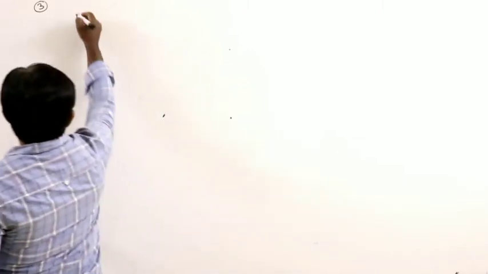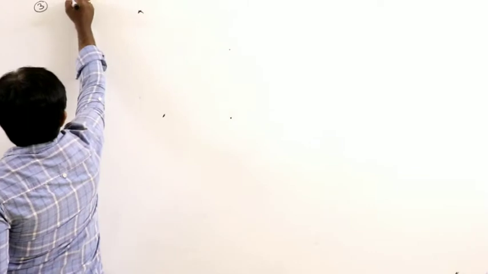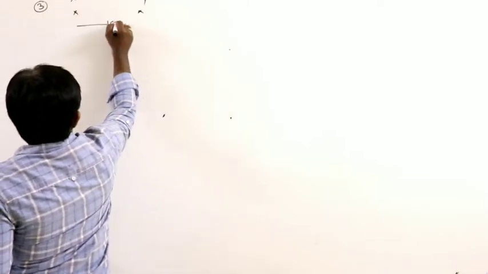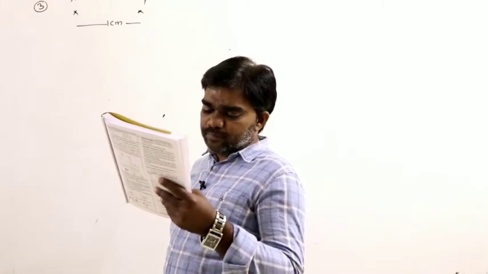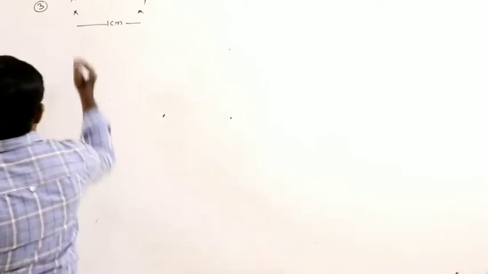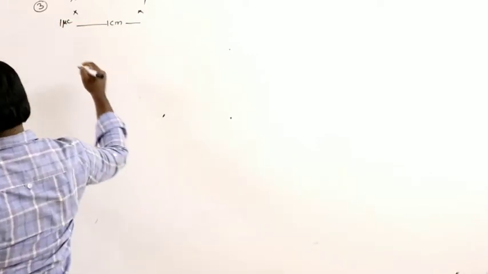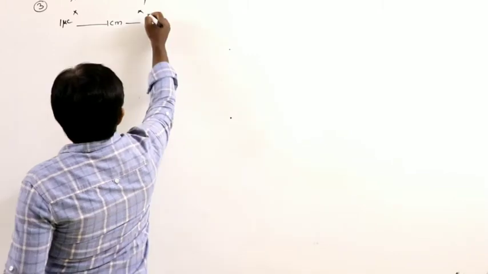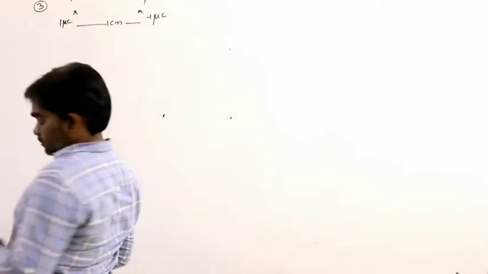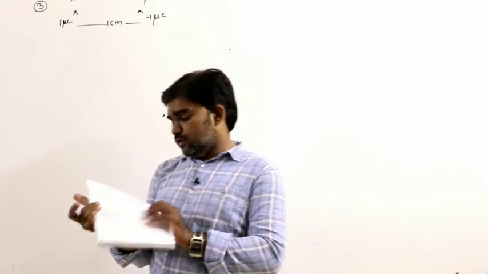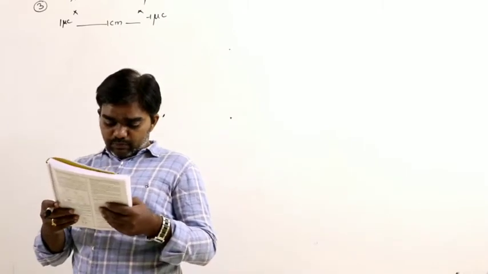Next, page number 8, third question. Two small objects x and y are permanently separated by a distance of 1 centimeter. X has a charge of plus 1 microcoulomb, and y has a charge of minus 1 microcoulomb.